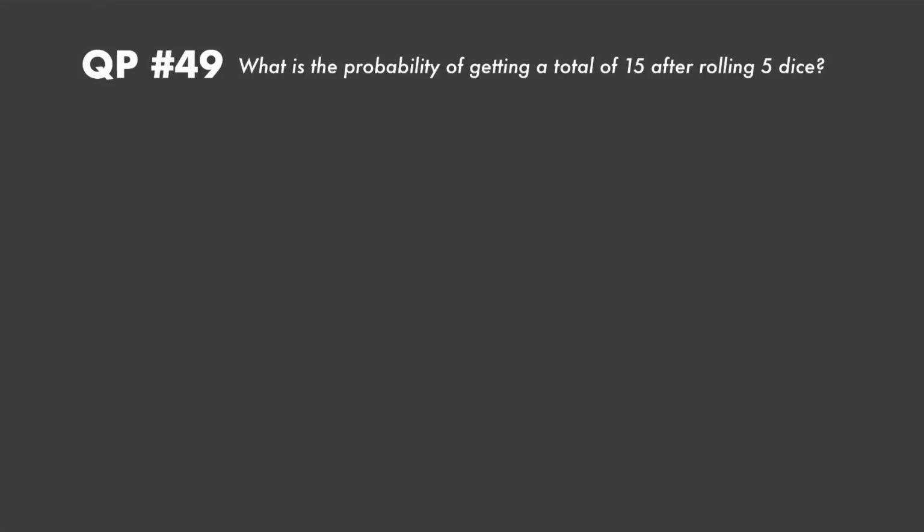Hello everyone, today let's look at Quantipus number 49. This question's pretty cool. It's asking us what's the probability of getting a total of 15 after rolling 5 dice. So imagine these are our 5 dice, and a dice can take values between 1 and 6 obviously, so one valid combination might be we got 6, 6, 1, 1, 1 because this adds up to 15.